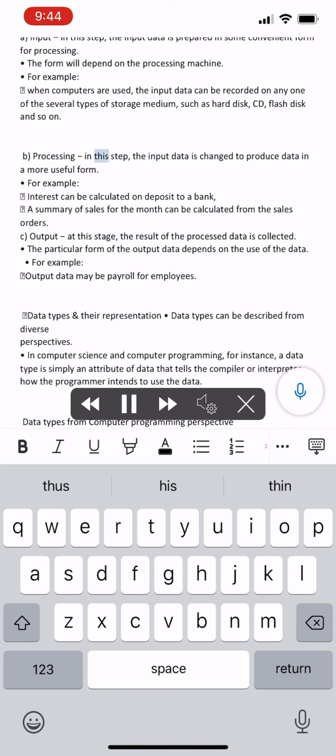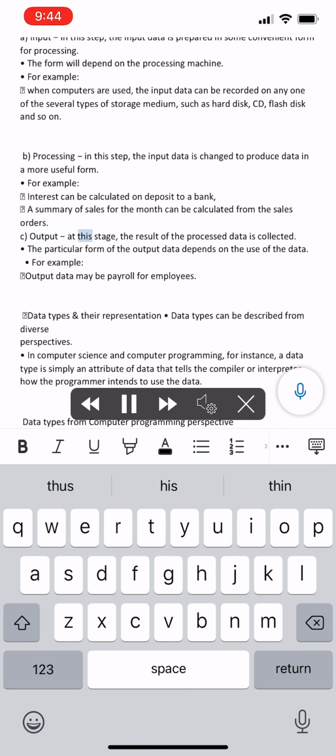Processing: in this step, the input data is changed to produce data in a more useful form. For example, interest can be calculated on deposit to a bank. A summary of sales for the month can be calculated from the sales orders.